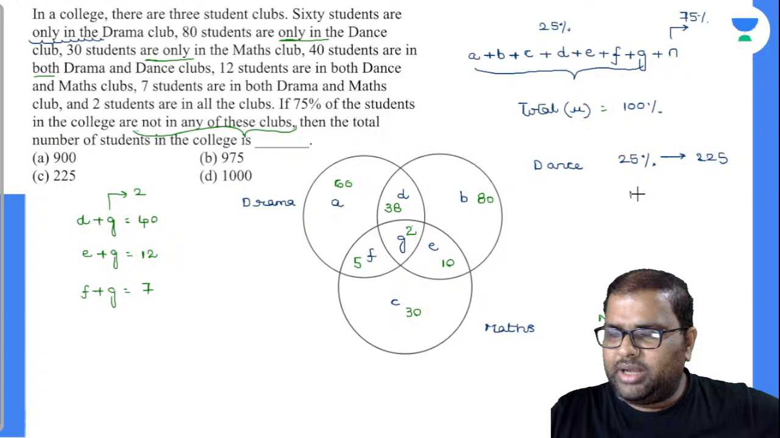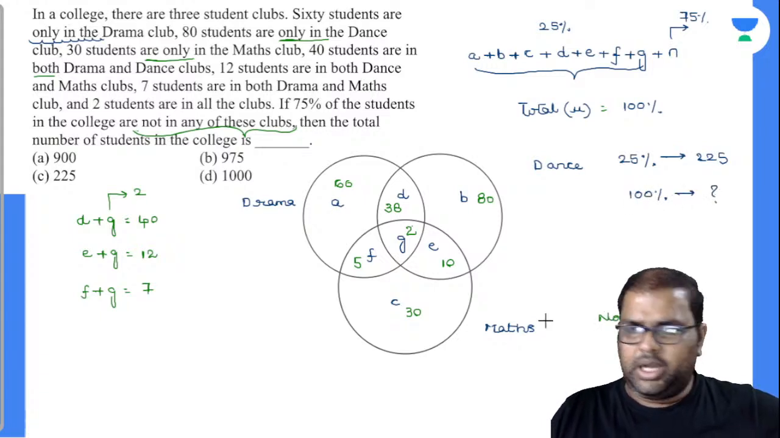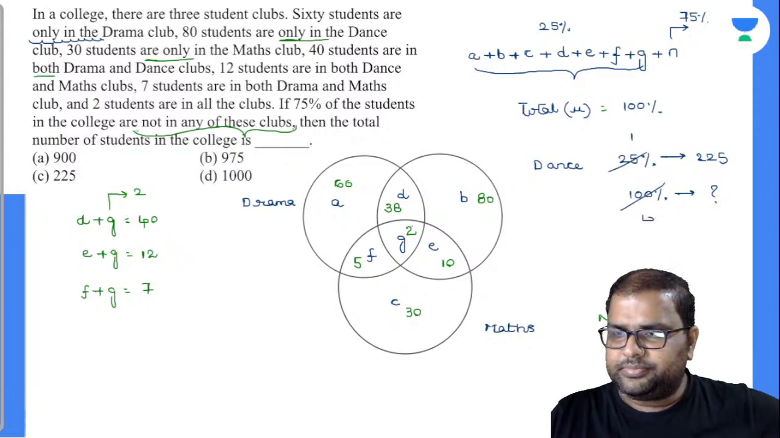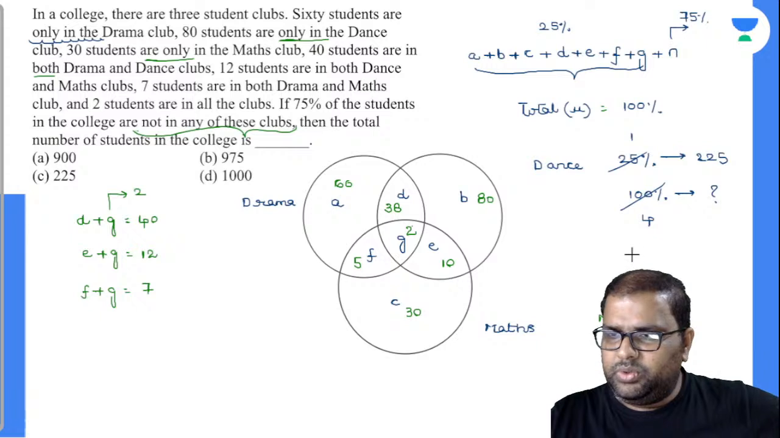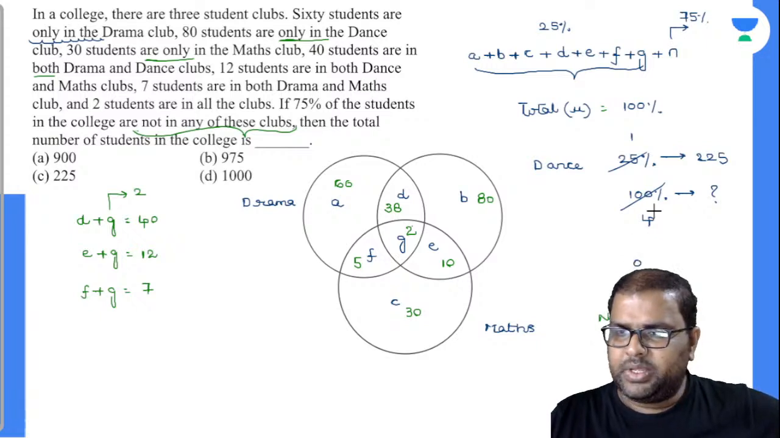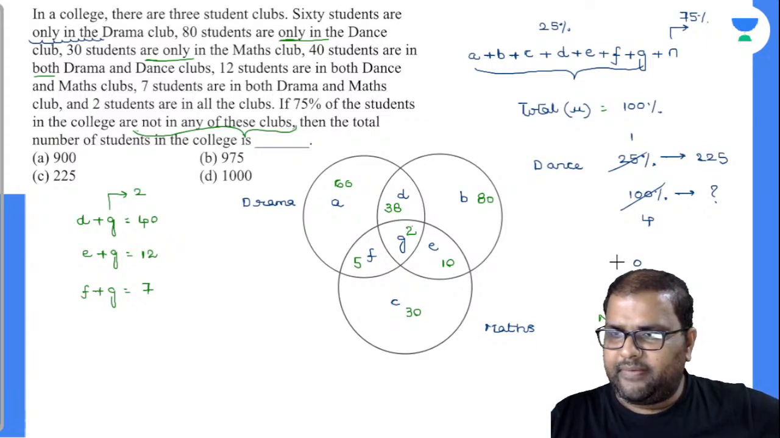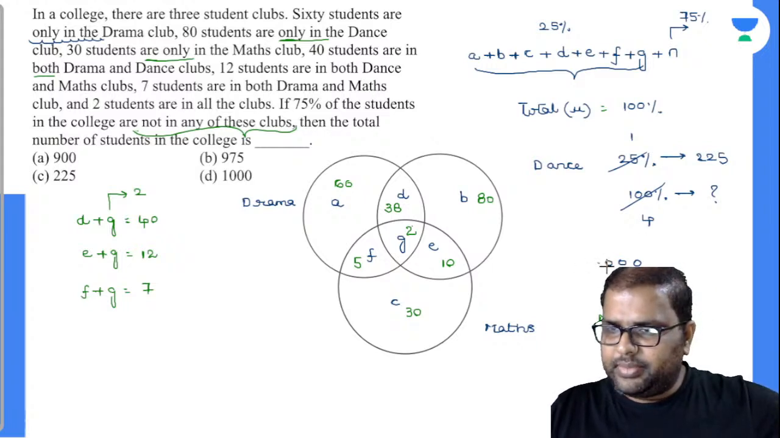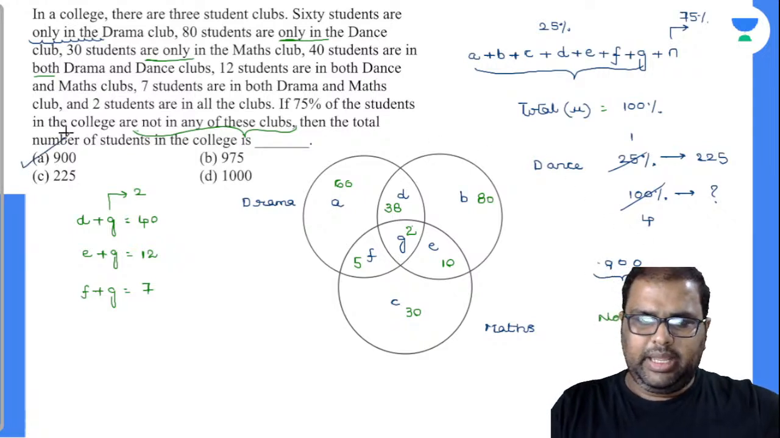Then you are asked to find the 100% value, my total number of students in the college. I hope you got my point there. 25 ones are 25, 4 fives are 20. 225 into 4, 900. So your answer is 900. So your option number A.